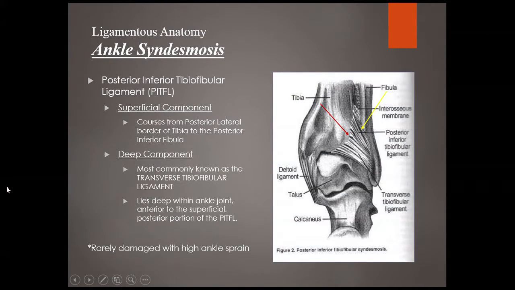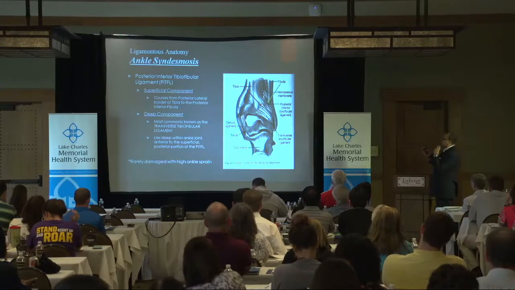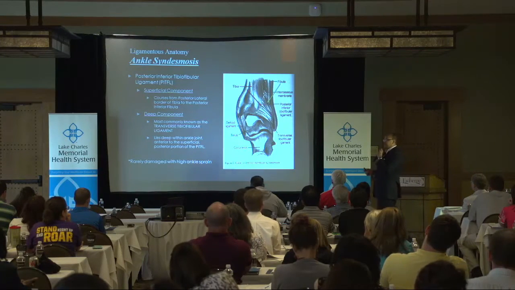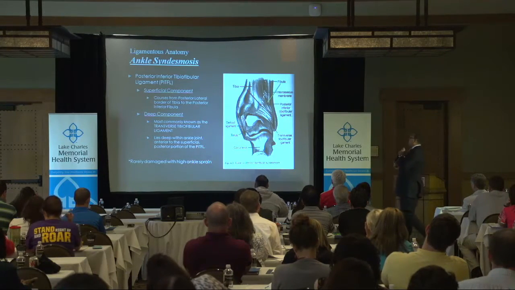Next, you've got the posterior inferior tibiofibular ligament. It's got a superficial and deep component. This is your strongest ligament that is rarely damaged. You really have to do some damage in order to damage this ligament, and this is what essentially helps keep that joint intact in the event you do have a high ankle sprain.